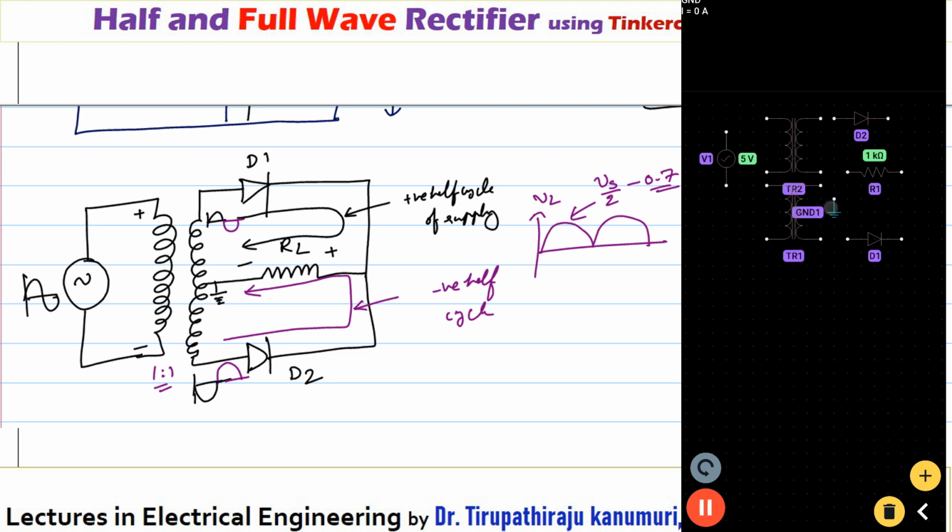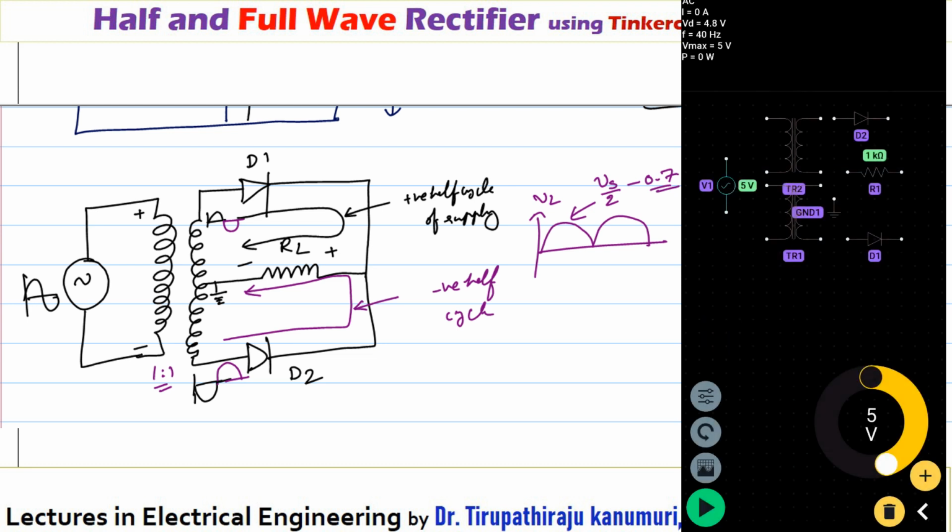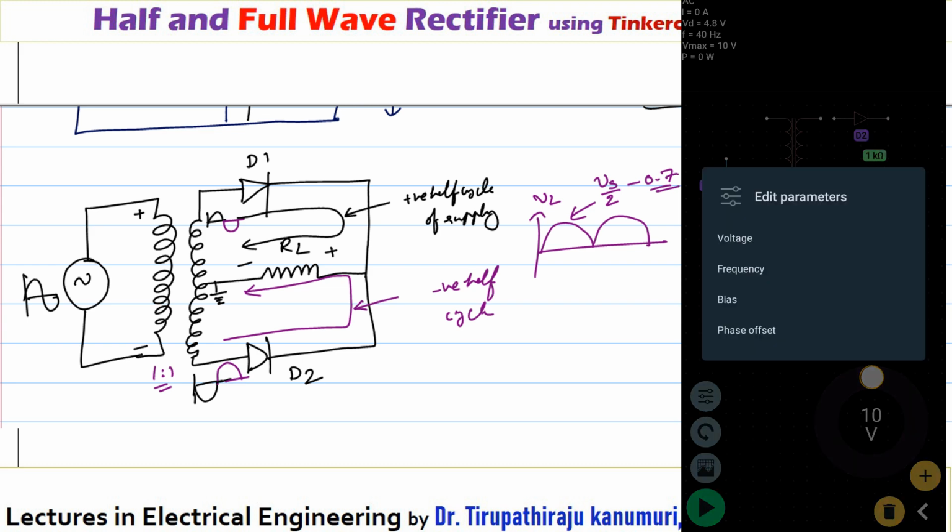So once all the things are placed, let us see how to do the configurations and how to do the connections. In order to configure the voltage source, there is a top symbol. When you click on the voltage source, you can see one symbol coming, which is called edit parameters. Click on the voltage, and you have to edit the voltage. So I have configured the voltage.